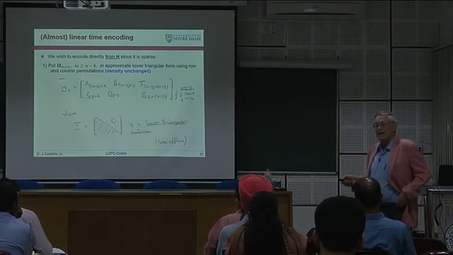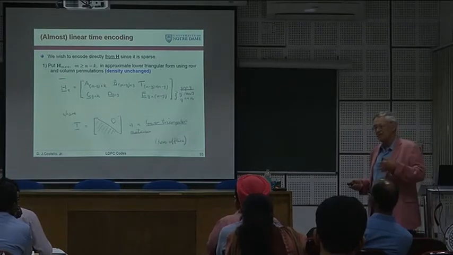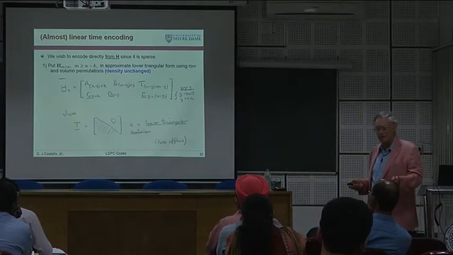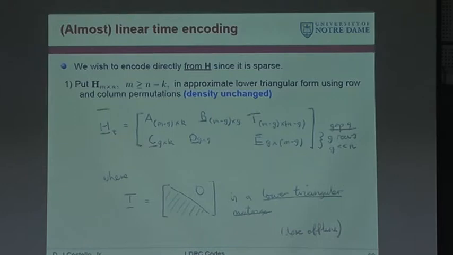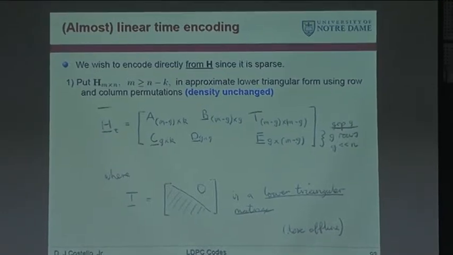So since H is sparse, it would be nice to encode somehow from the H matrix and not have to convert to a G matrix, which wouldn't be sparse in any case. So we can do that. There's a way of doing that, kind of. And we say here, almost linear encoding.